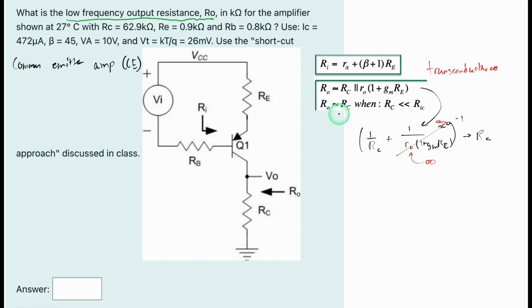Now that we know that, we can just say that our R naught, the output resistance, is equal to our RC. So right here, we're just going to say, and this is because of this right here. So R naught is equal to RC, which is equal to 62.9 kilo ohms. So the answer for this problem would be 62.9, and this is in kilo ohms.